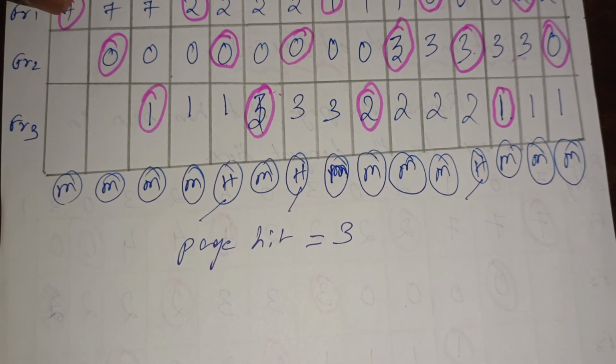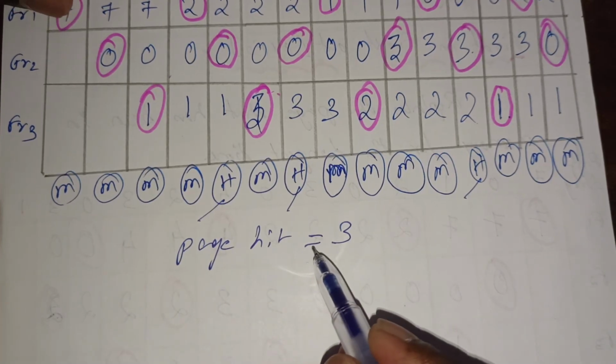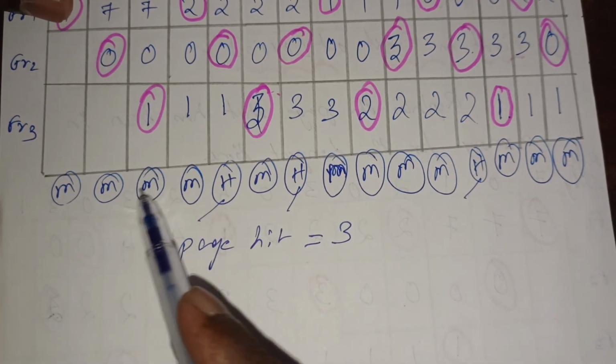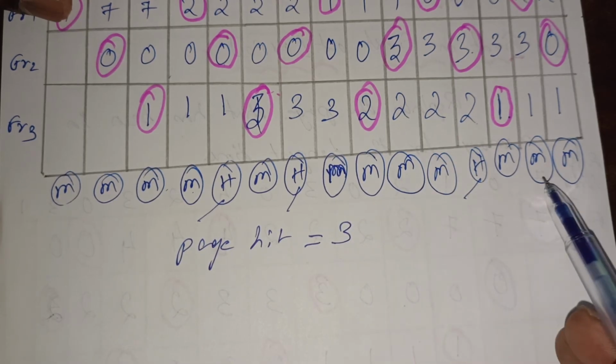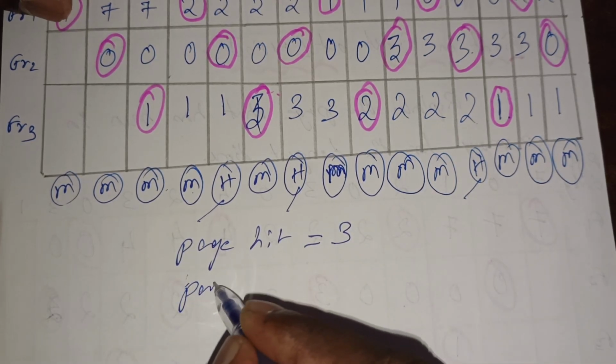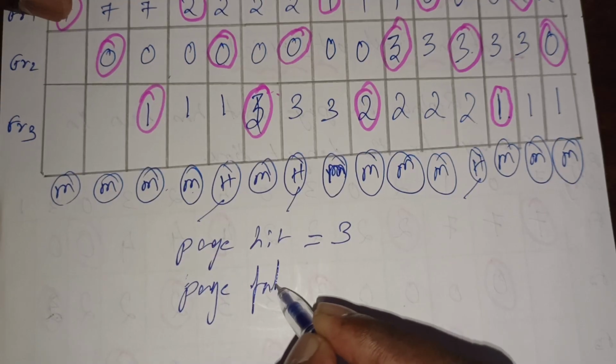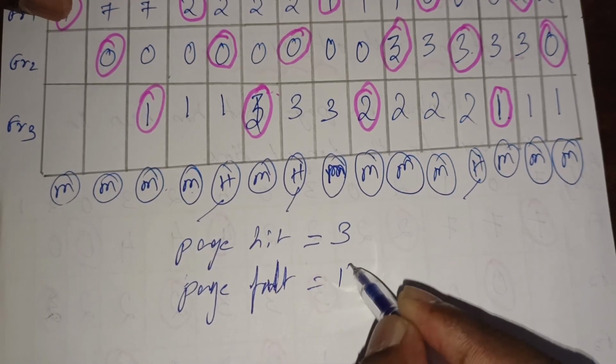The fault strings are definitely going to be 12. Sorry, 1, 2, 3, 4, 5, 6, 7, 8, 9, 10, 11, 12. So page fault is equal to 12.